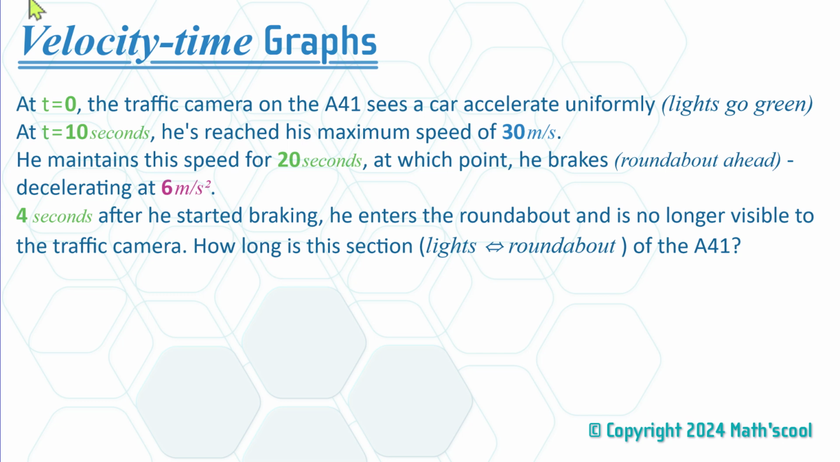So at t equals 0, the traffic camera on the A41 sees a car accelerate uniformly when the lights went green. So he was stationary, then the lights went green, he accelerated. At t is 10 seconds, he's reached his maximum speed of 30 meters per second. He keeps this speed for 20 seconds, at which point he brakes because there's a roundabout ahead and decelerates at 6 meters per second squared. 4 seconds after he started braking, he enters the roundabout. So he won't have stopped, because you can enter a roundabout without having stopped unless there are cars already coming across you. How long is this section of the A41?